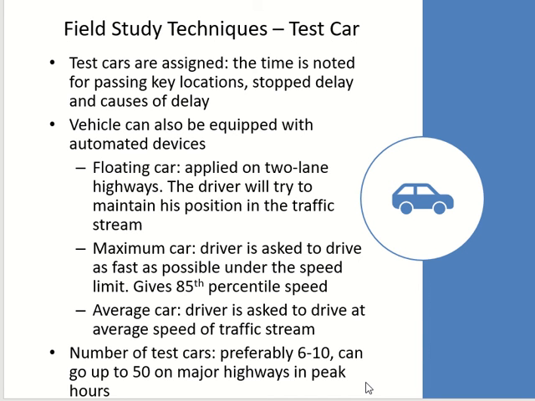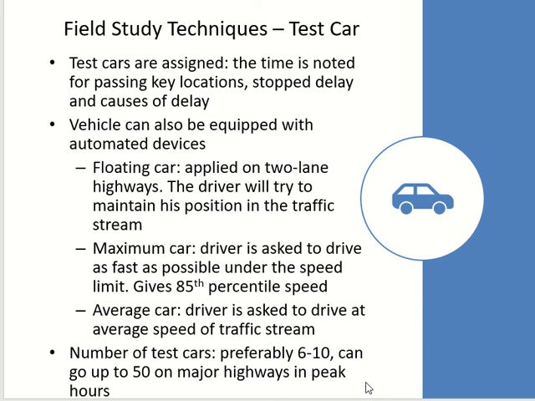Otherwise, you keep on letting everybody come in front of you, and you are already getting slower. So to maintain the observation, I have to compensate, and to compensate, I can pass. Clear? Then we have the other one, which is the maximum car technique.